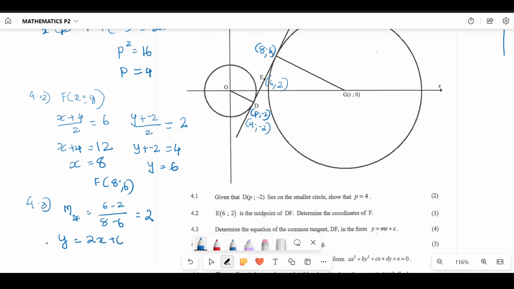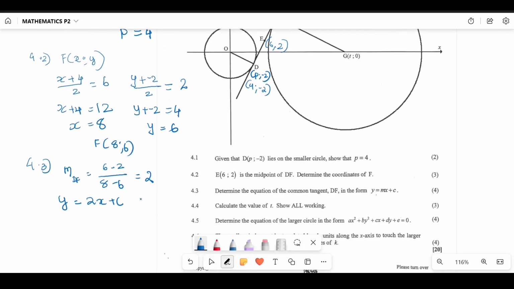Let us substitute one point. You can substitute any point there. Let me substitute (8, 6). So y is 6, x is 8, plus c. Therefore c equals 6 minus 16, which is negative 10. So the equation of DF is therefore y equals 2x minus 10. That is the equation of DF.